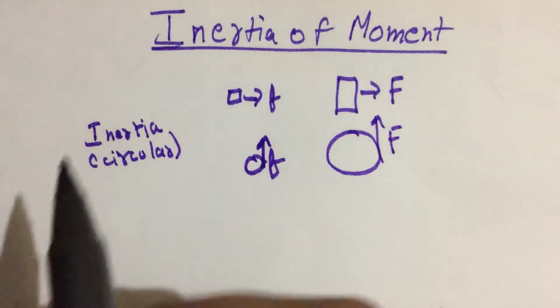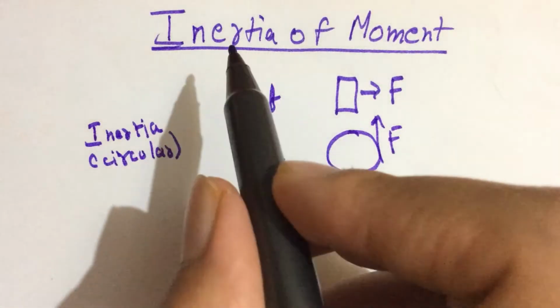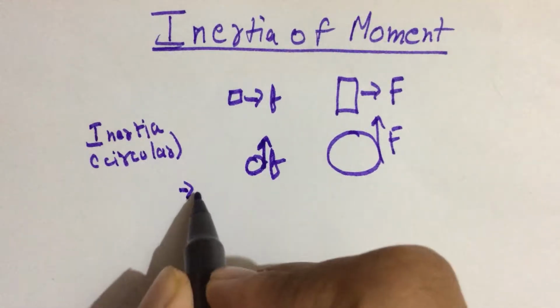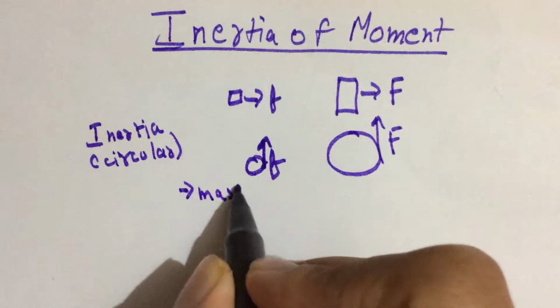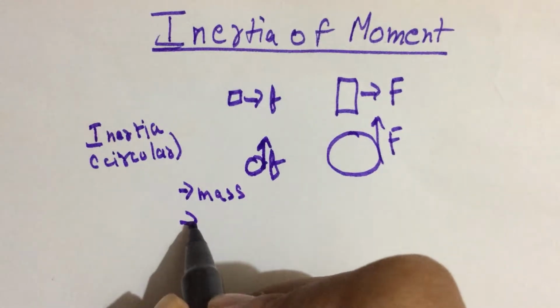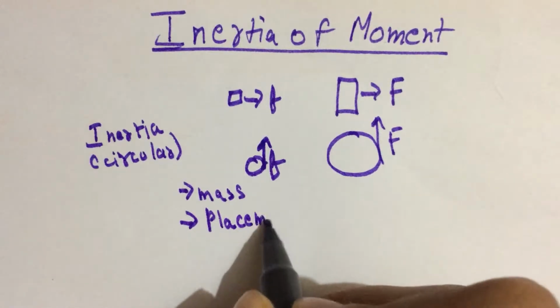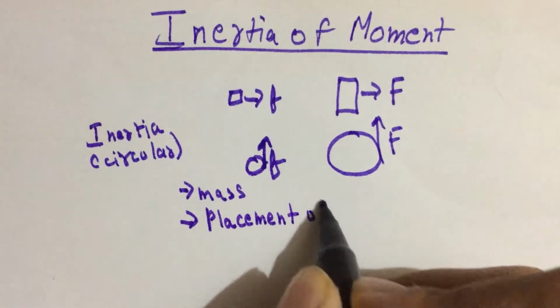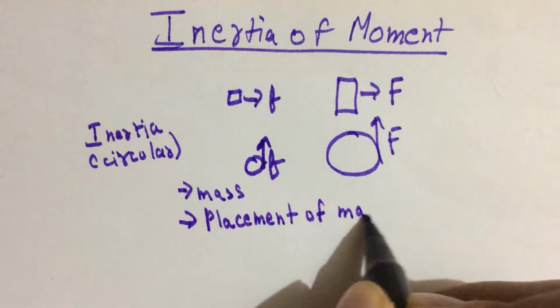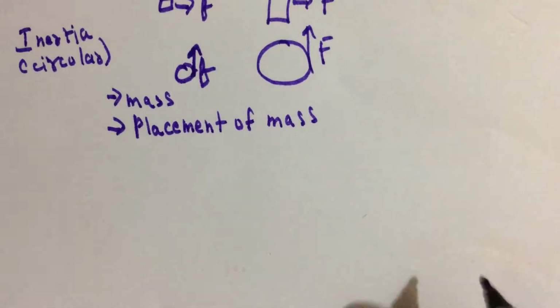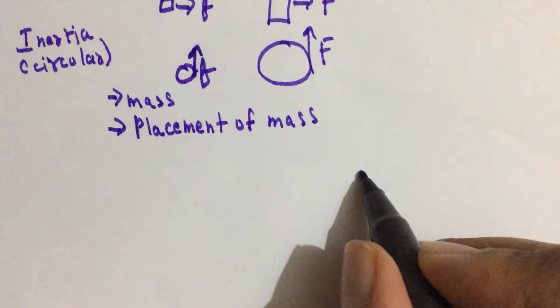Now, what this inertia of movement depends on is, number one, obviously the mass of the object, and second, the placement of the mass. What I mean by that is that if the wheel were bigger, if it had a bigger diameter, then it would be tougher to rotate.